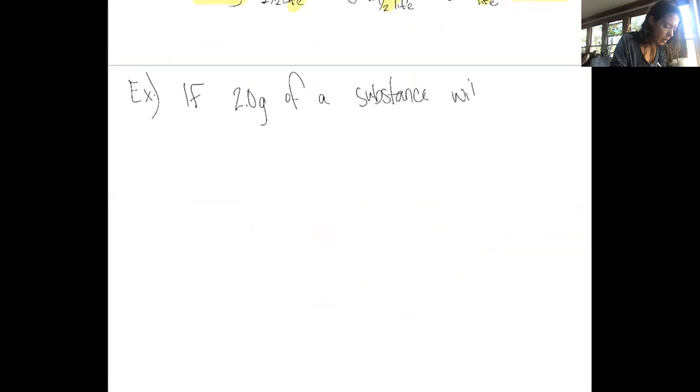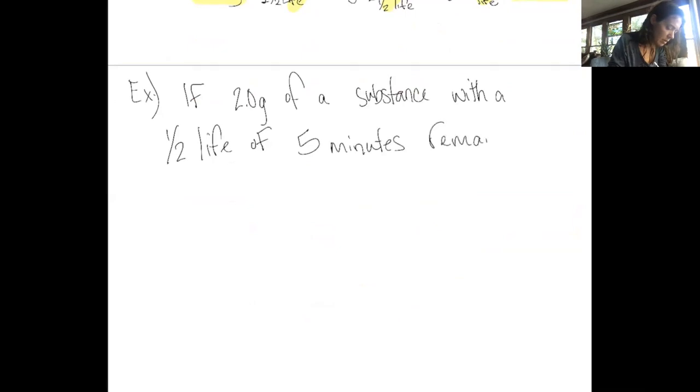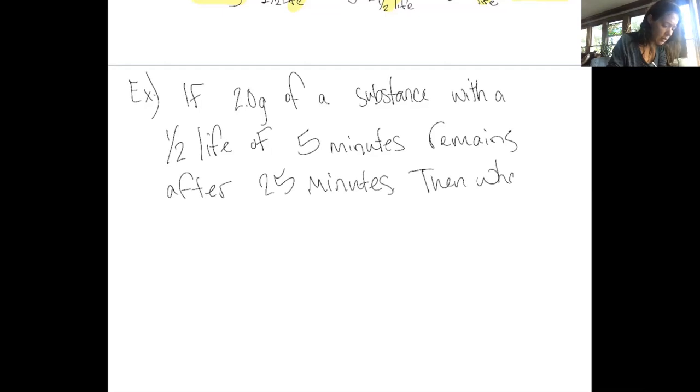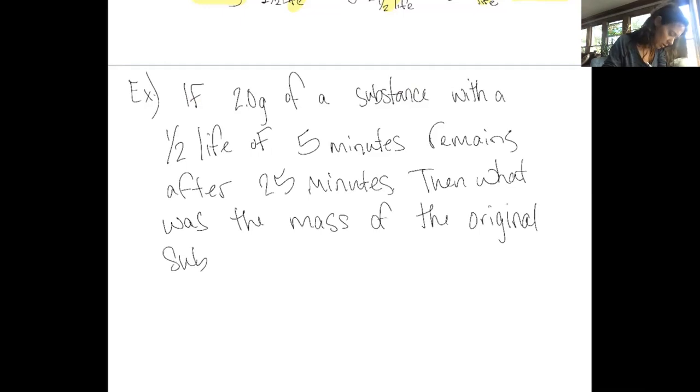Let's do another example. Let's say 2.0 grams of a substance with a, I'm going to pick really simple numbers, half-life of 5 minutes remains after 25 minutes. Then what was the mass of the original substance?